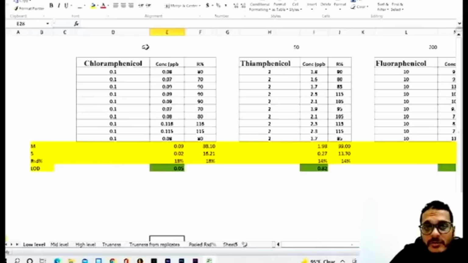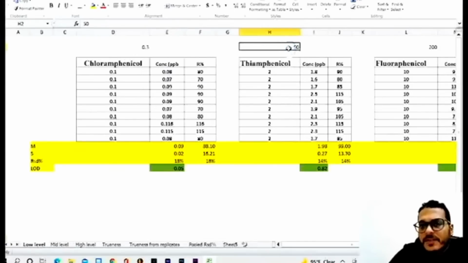Here the maximum residual limit for chloramphenicol is 0.3 ppb, a very low maximum residual limit, or we can say minimum required performance limit. Here it is 50 ppb for thiamphenicol, and the maximum limit for florfenicol is 200 ppb. I selected this for this compound because it's very low. I selected 0.1 to be the lowest concentration required, or the lowest level or quantitation limit, 0.1.